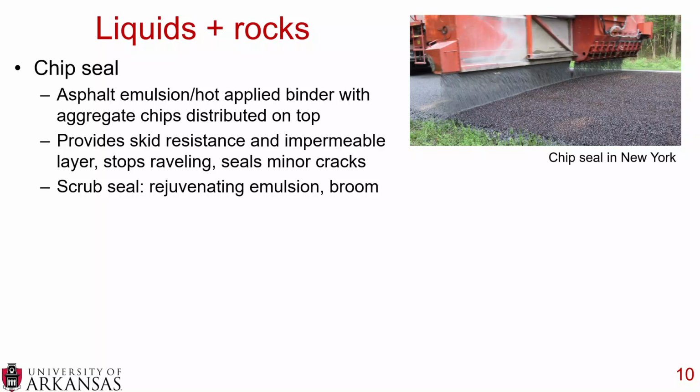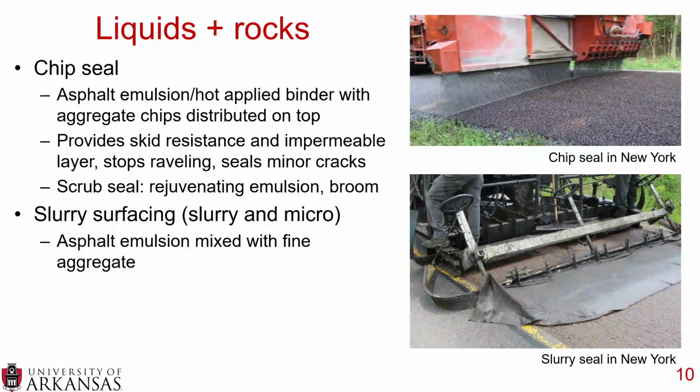Now, when we take liquids and we also combine rocks, we start with the chip seal. That's where you put asphalt emulsion or hot applied asphalt binder down with aggregates on top. This provides skid resistance. That seal of either emulsion or binder provides a nice impermeable layer. It stops raveling and it can seal minor cracks. Now, if you have major cracks, I recommend a scrub seal. This is where you use a rejuvenating emulsion. Then you actually drag a broom behind the distributor, and that broom forces emulsion down into those cracks. Then you place chips on top like a chip seal.